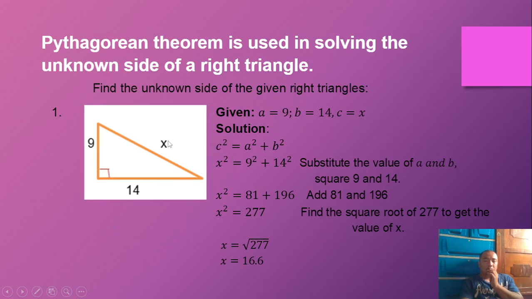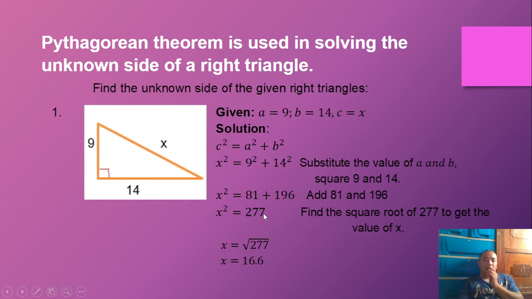So let's try to solve for the x, which is the hypotenuse. The leg sides are 9 and 14. So c squared equals a squared plus b squared, the Pythagorean Theorem. Substitute c by x squared, a by 9 squared, b by 14 squared. 9 squared is 81. 14 squared is 196. So x squared equals the sum of 81 plus 196, 277.